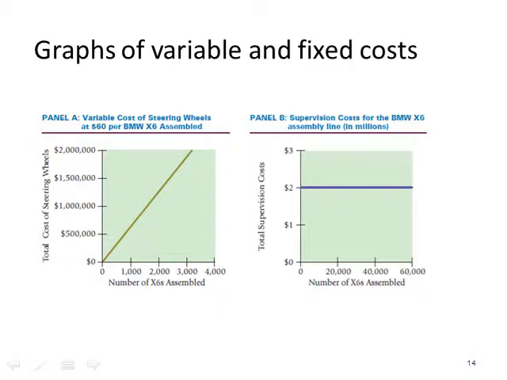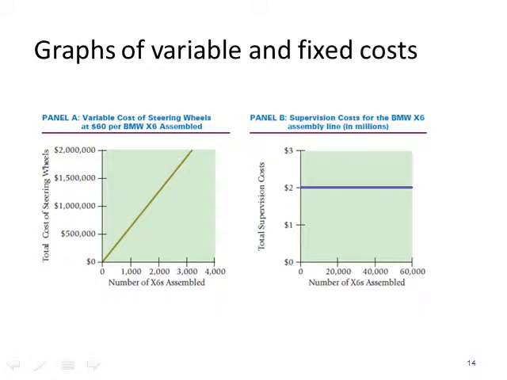And so in these charts, we see the graphs for variable and fixed costs using the number of steering wheels for the BMW X6. Panel A shows a graph of the total variable cost of steering wheels. The cost begins at 0 because if we make no X6s, we'll incur no cost for the steering wheel. Fixed costs are presented in Panel B, where we have the line across at the $2 million mark. The annual total fixed supervision costs for the X6 would be that amount whether we assemble 0, 20,000, 40,000, or 60,000 cars.